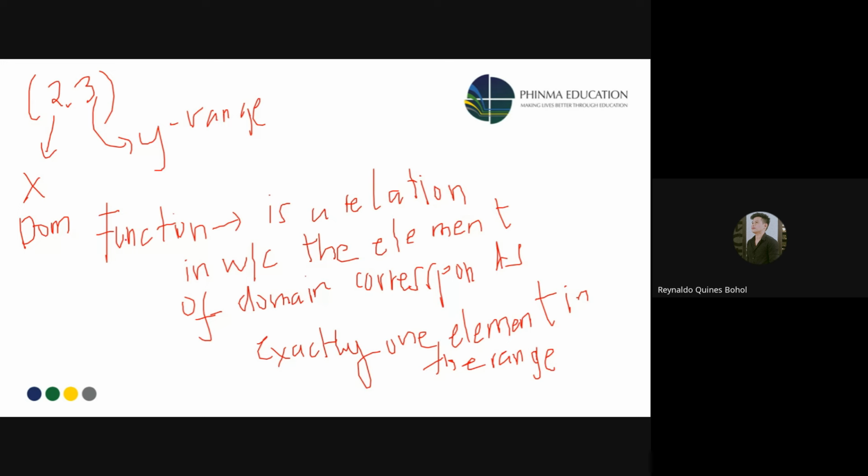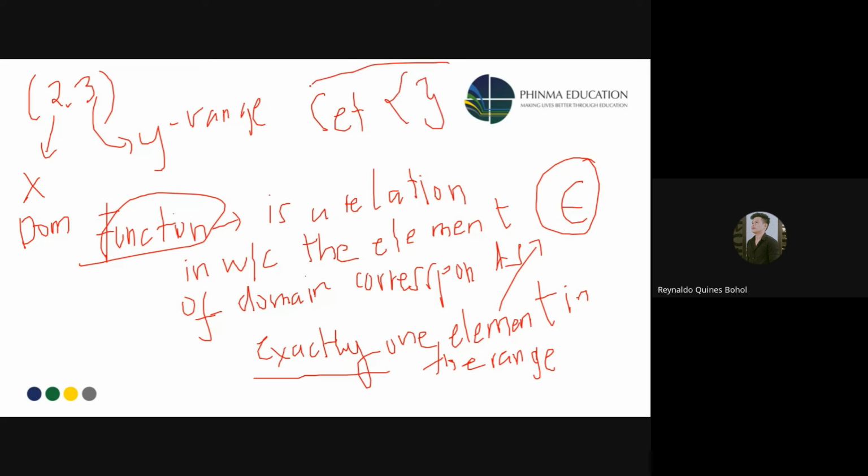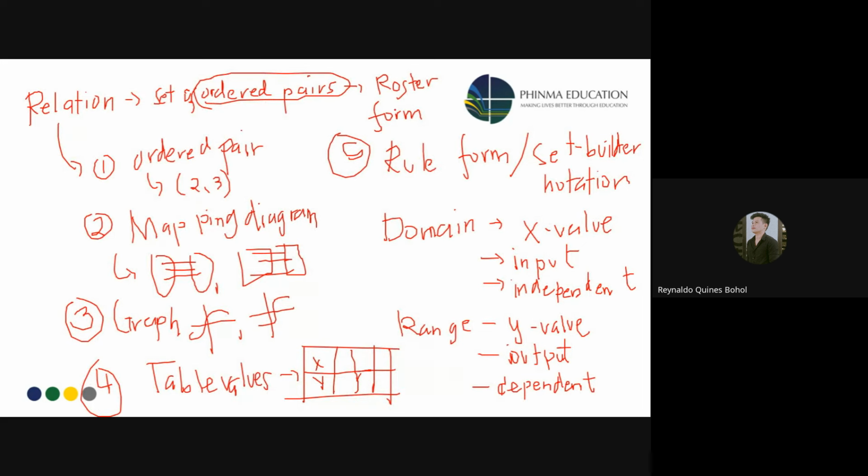I repeat. The meaning of function is it is a relation in which the element of the domain corresponds to your range at exactly one element. What is the symbol of element? This is the symbol of element. Then in relations and functions, set symbol is the braces, parenthesis na may tulad-tulad. Okay? Again, relation is a set of ordered pairs. Ordered pair is also known as roster form. Ordered pair example is (2, 3). 2 is the domain, 3 is the range. Mapping diagram, graph, table of values, and rule form notation. Example ng rule form, guys, is A is equal to X such that X blah blah blah. So, ganyan yung example ng rule form.